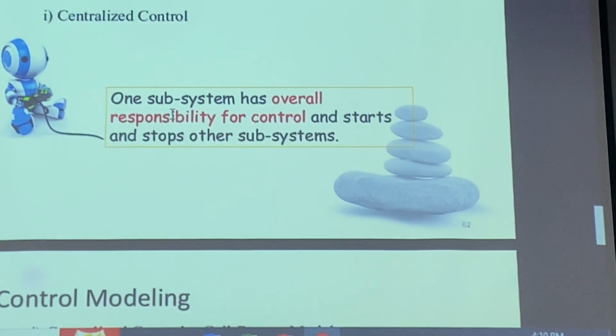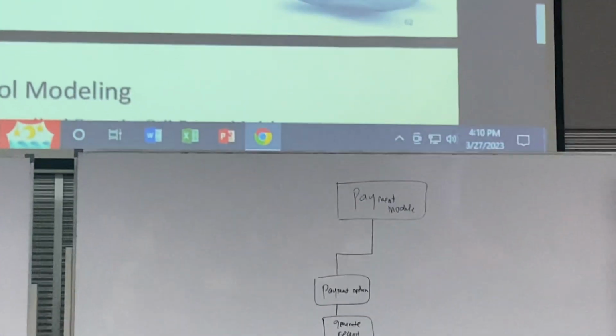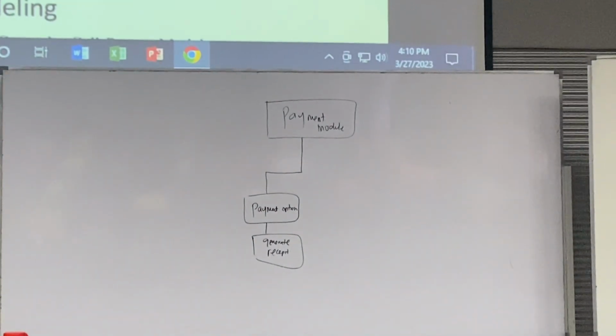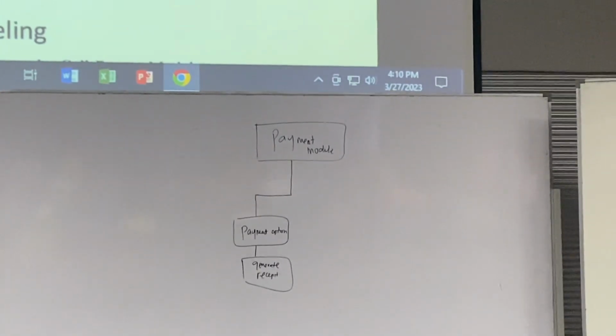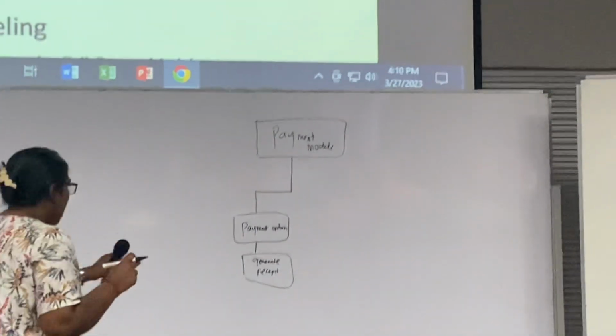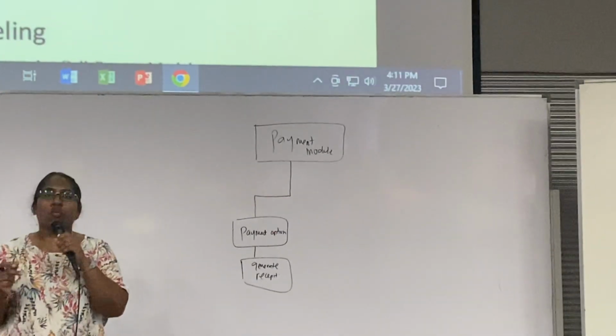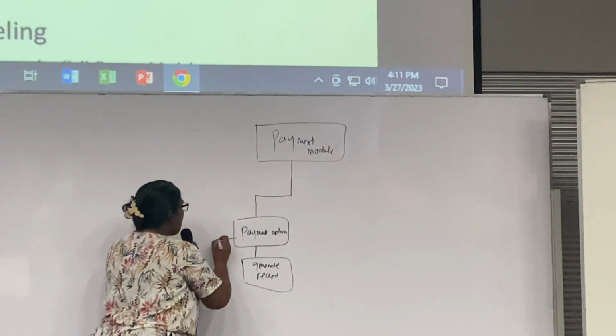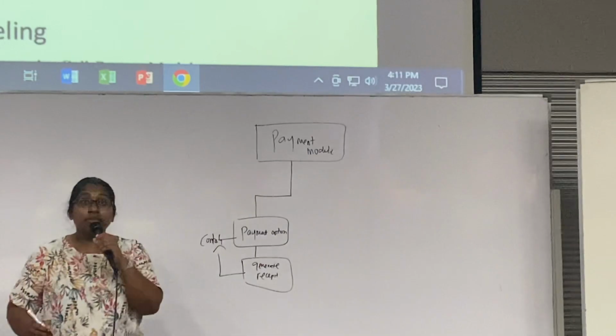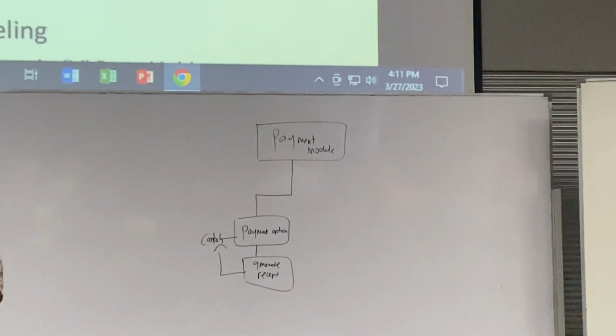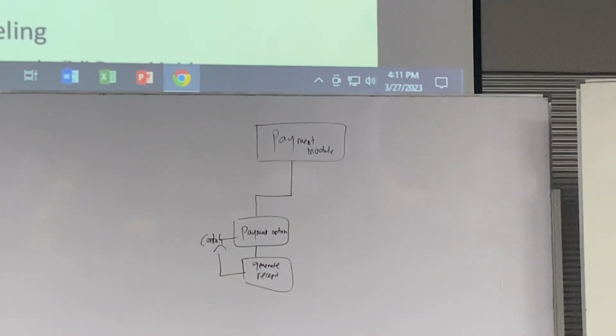So in here, if we make the payment, the receipt will be generated. Would the receipt be generated without us making the payment? No. So which sub-module is controlling which sub-module? Yes, the payment option module is controlling the generate receipt module. Let's say you didn't make the payment. For example, you buy something from Lazada, you choose and add to cart, and then after that, you check out.